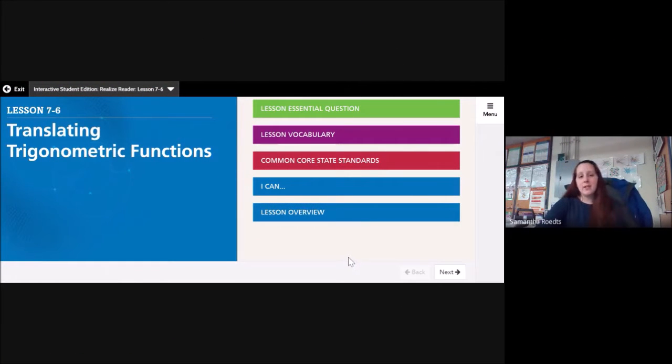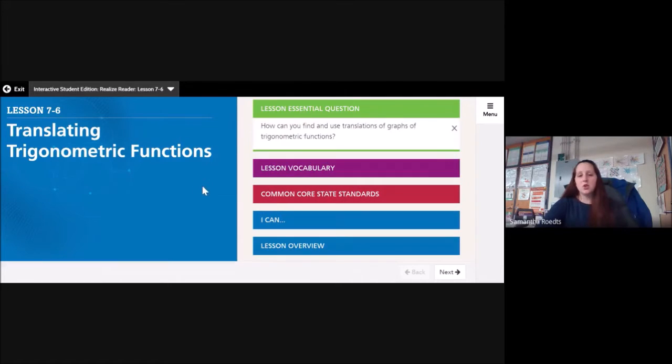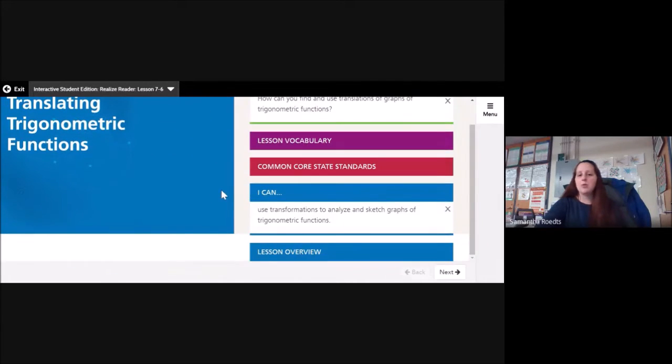All right, this is Unit 7, Lesson 6, Translating Trigonometric Functions. So our lesson essential question is, how can you find and use translations of graphs of trigonometric functions? At the end of this lesson, you'll be able to use transformations to analyze and sketch graphs of trigonometric functions.